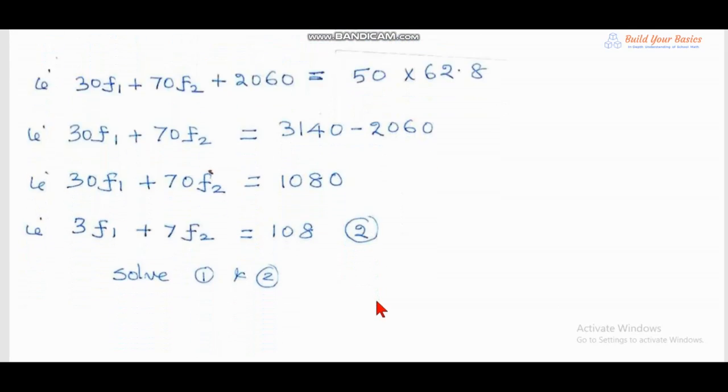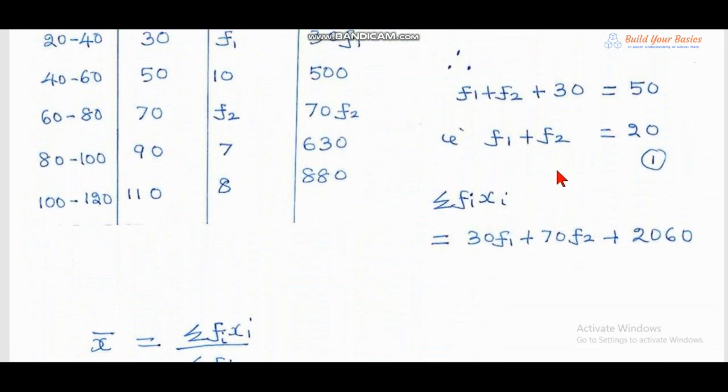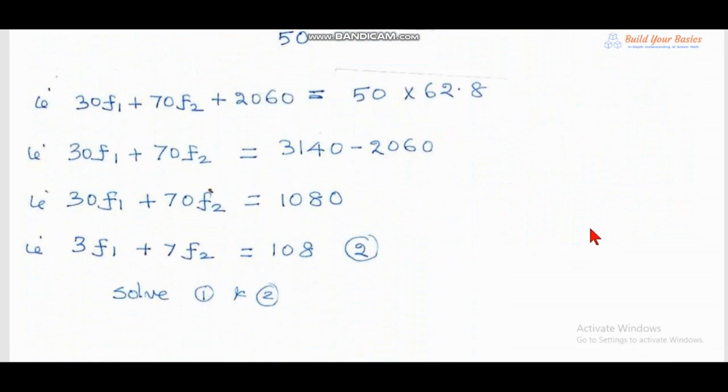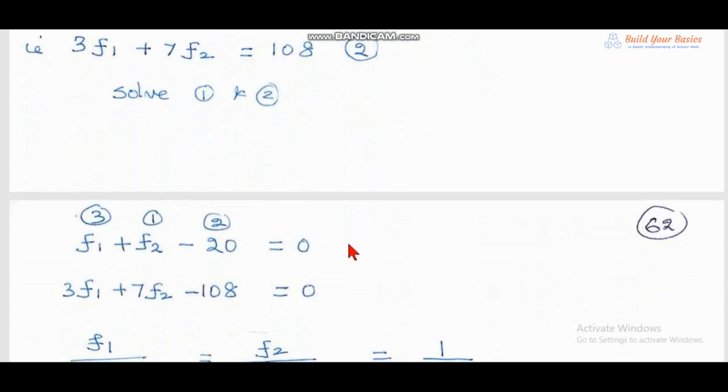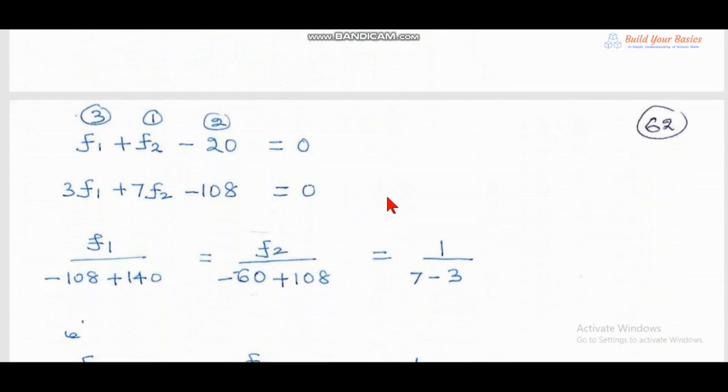Equation 2. So we have two equations, f1 plus f2 equal to 20 and 3 f1 plus 7 f2 equal to 108. We can solve for f1 and f2. We can adopt any method we like. I have done by cross multiplication method. So f1 plus f2 minus 20 equal to 0: f1 term, f2 term, constant term equal to 0. 3 f1 plus 7 f2 minus 108 equal to 0: f1 term, f2 term, constant term equal to 0.